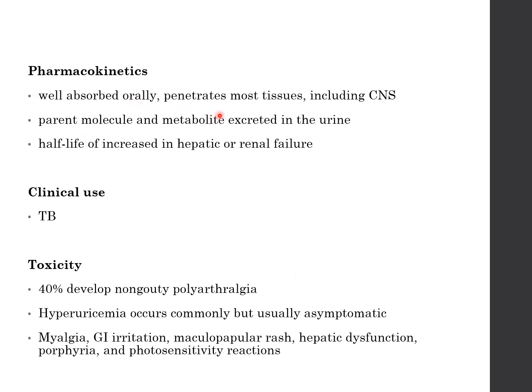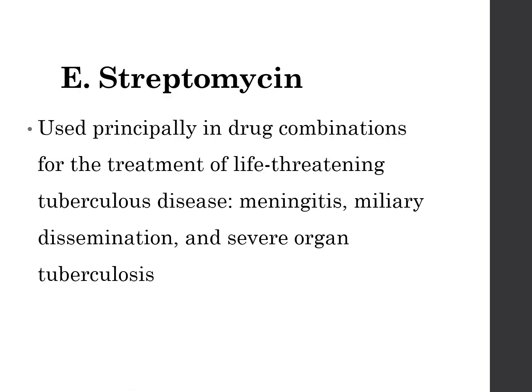It is well absorbed orally, penetrates most tissues and even your CNS, so it crosses the blood-brain barrier. The parent molecule and even the metabolite can be excreted in the urine. Half-life is increased in cases of either hepatic or renal failure. So this is used for TB. Toxicity: 40% develop gouty polyarthralgia. It can cause hyperuricemia, which can be asymptomatic. It can cause myalgia, GI irritation, maculopapular rash, hepatic dysfunction, porphyria, photosensitivity reactions.